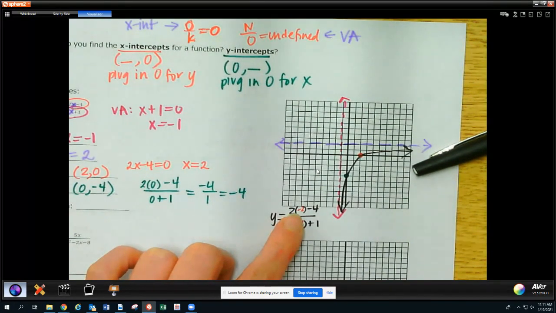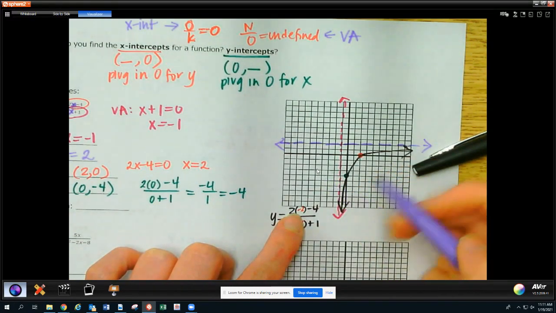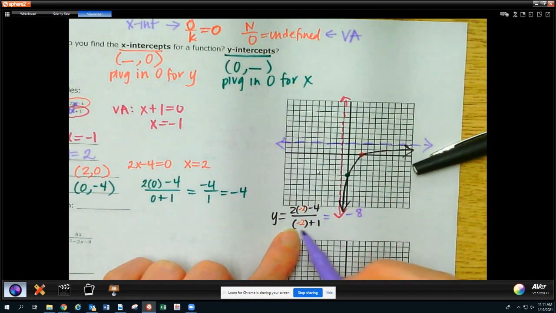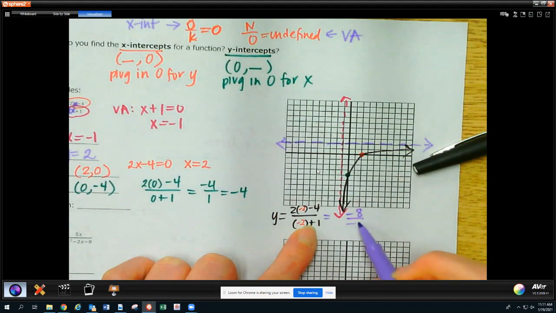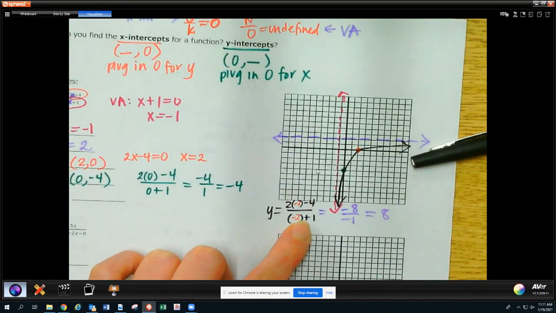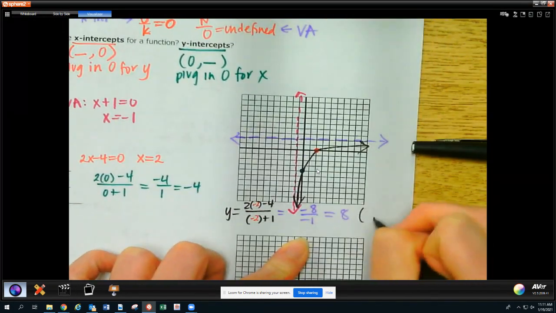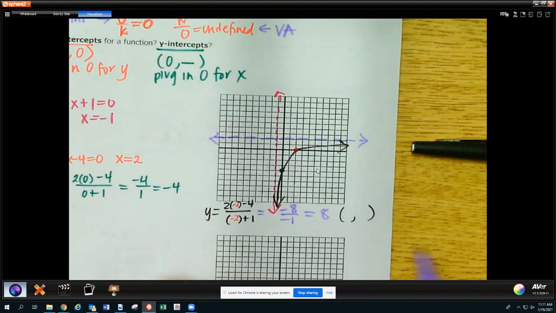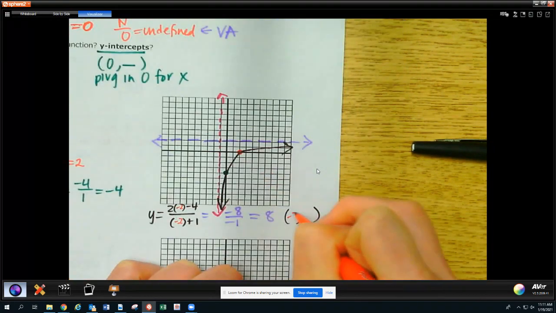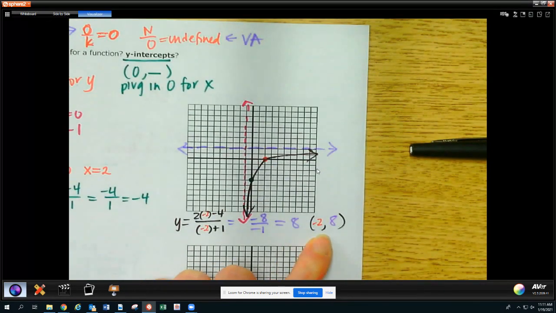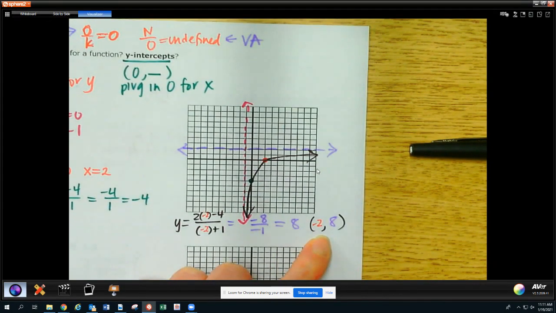2 times -2 is -4, minus 4 is -8. -2 plus 1 is -1. So that becomes +8. And so now I can plot the point -2, +8. It's called point testing.